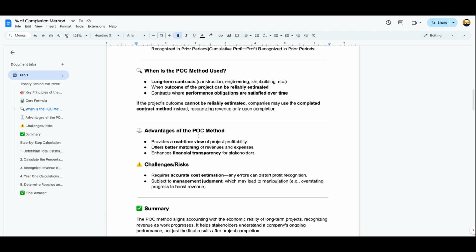Advantage of the percentage method: it provides a real-time view, so we know what's happening with profitability. Because it's providing a real-time view, it offers better matching of revenues and expenses.